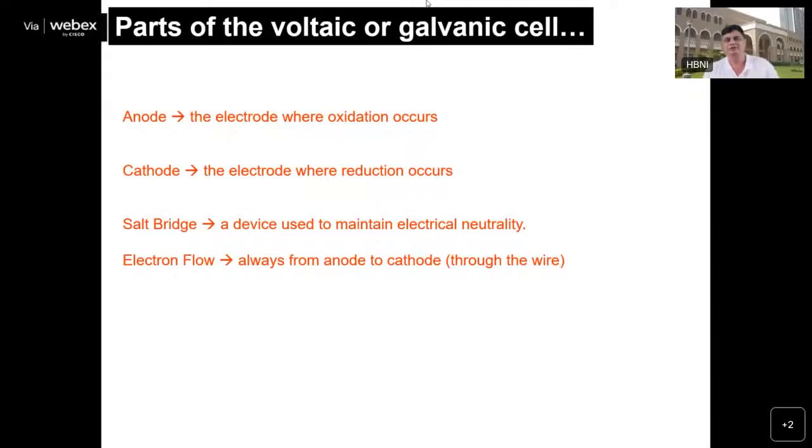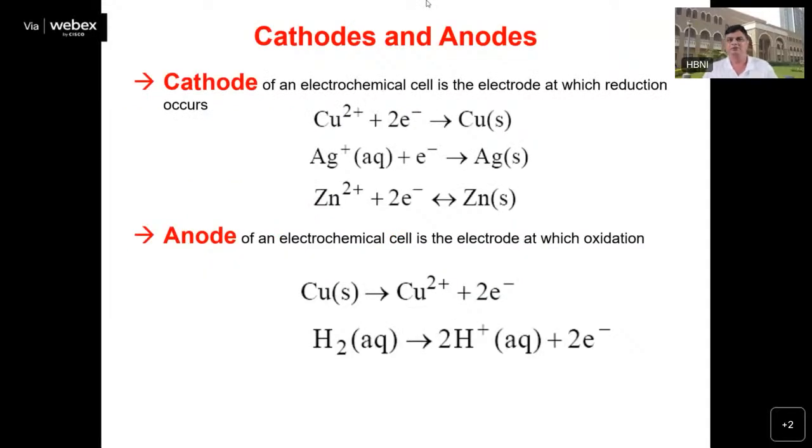So in this, basically, the anode is the electrode where oxidation occurs, basically the loss of electrons, and the cathode is the electrode where reduction occurs, the gain of electrons. And generally a salt bridge is a device used to maintain electrical neutrality, and through the circuit, the electron flow is always from anode to cathode through a wire. So as I told you, the cathode is where electrons are gained, and at the anode there is a loss of electrons, the oxidation.